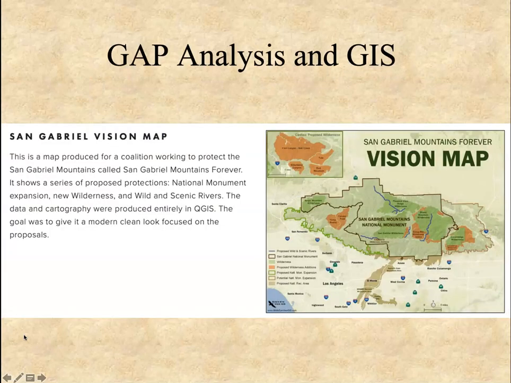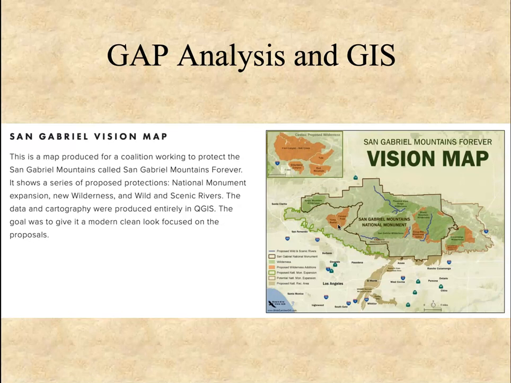This is a GIS map that was done professionally by a company, and they call it the San Gabriel Mountains Forever Vision Map. And it shows the current location of San Gabriel Mountains National Monument. And within the monument, you can see we have wilderness areas. We also have wilderness areas outside the monument. Within the monument, we have, in brown here, proposed wilderness areas. We also have proposed wilderness areas outside the monument.